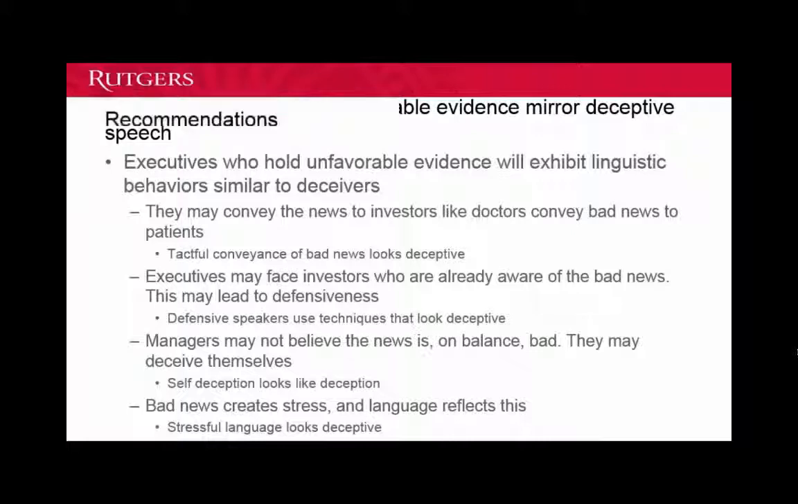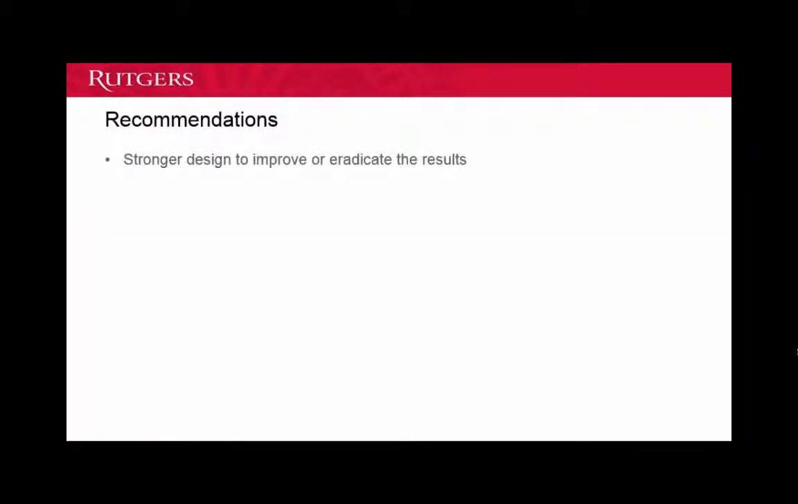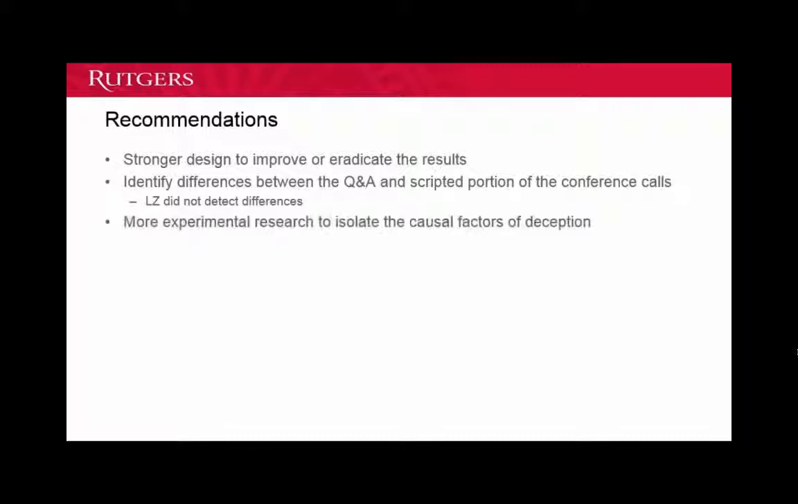Okay, so what are Bloomfield's recommendations? Stronger design, which would either improve the results or eradicate the results. So if you have a stronger link between the deception theory and your predictions, maybe you'll get better results, maybe you'll get worse results. Okay. Bloomfield said there's a real opportunity to go in more depth in identifying the differences between the two parts of the conference calls. And he calls for more experimental research to identify the causal factors in these deception studies.